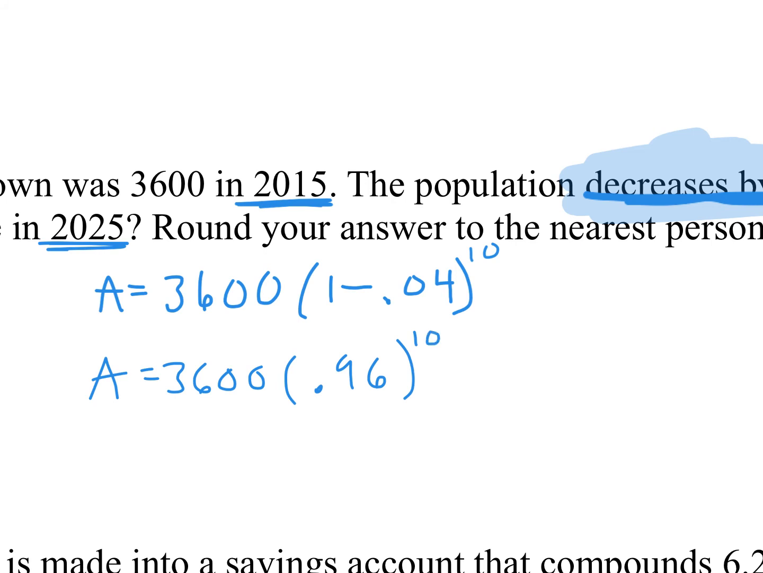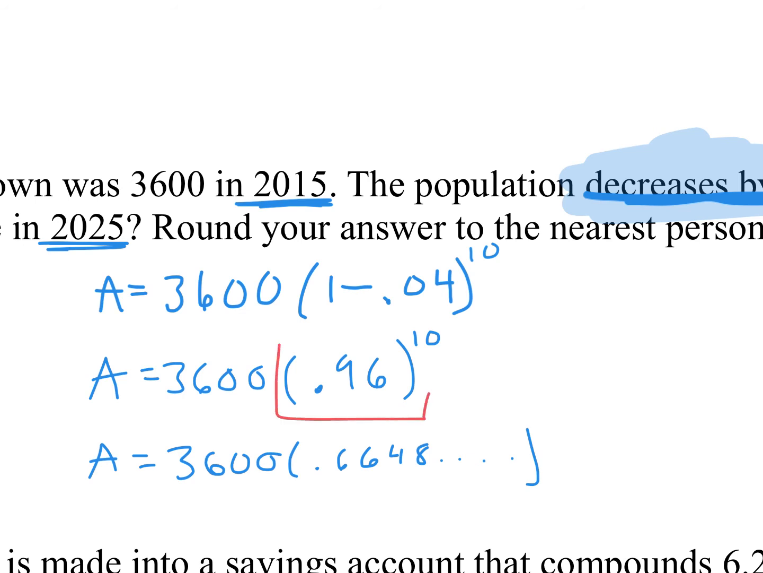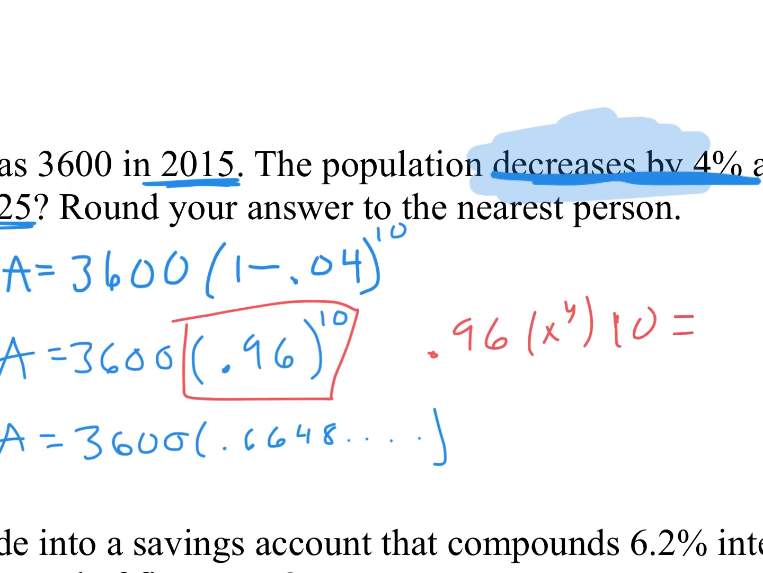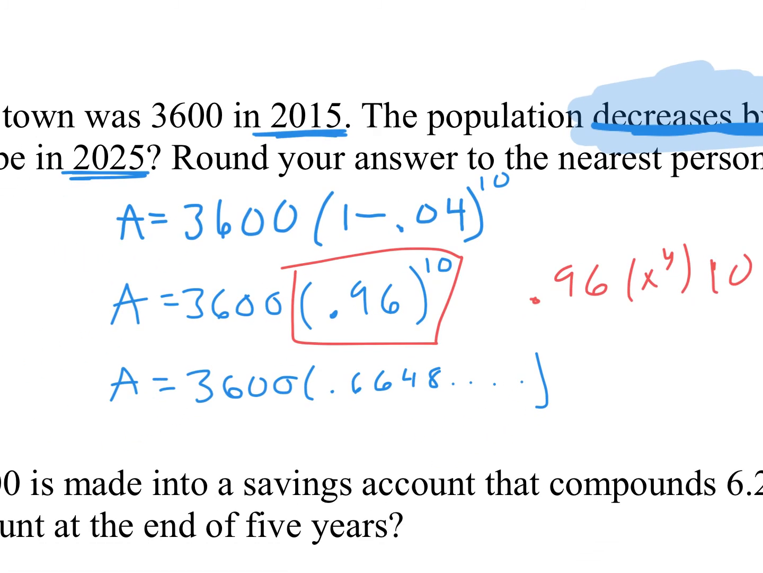What should we do next? The exponent. So we do 0.96, click that x raised to the y button in your calculator, and then 10, and then equals. So we have 3,600 times 0.6648. We put this into our calculator by clicking 0.96, x raised to the y, 10, and then equals. Then we keep it in our calculator to be as exact as possible and multiply it by 3,600.